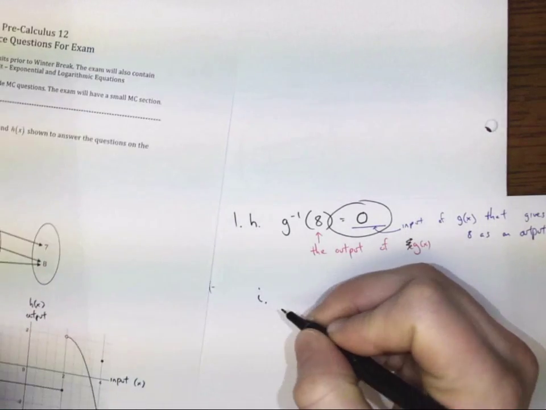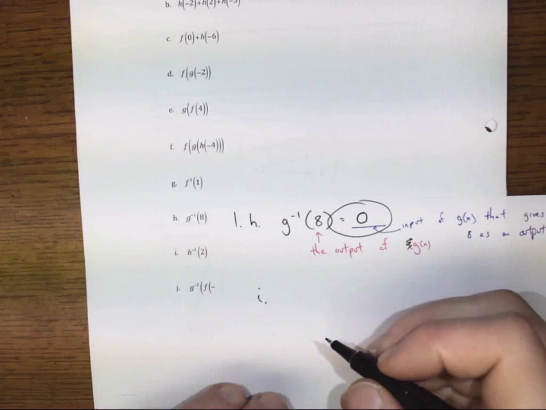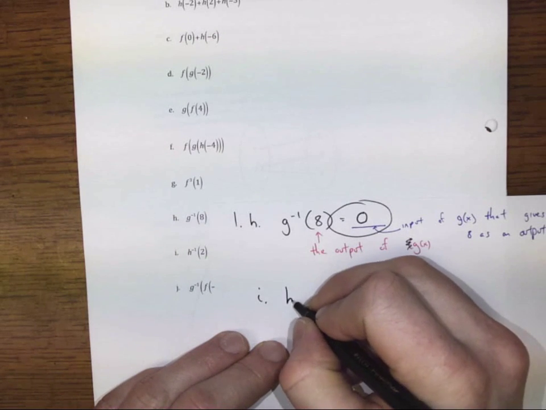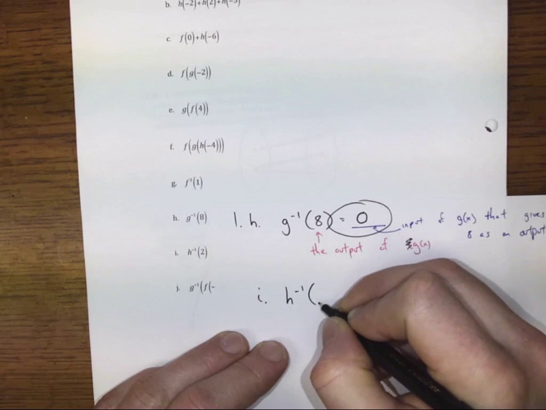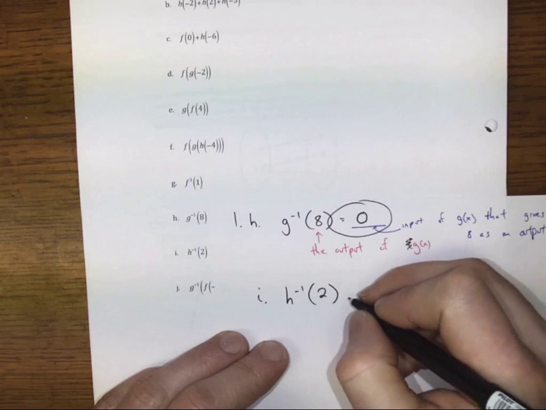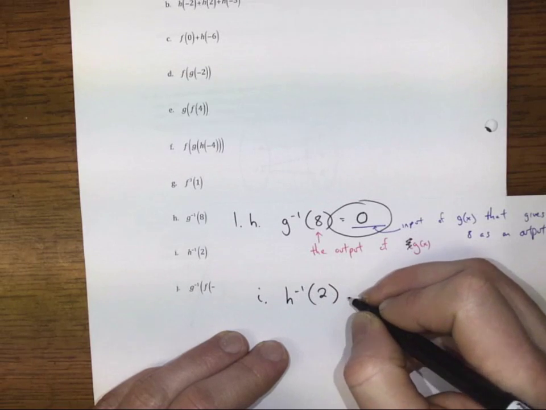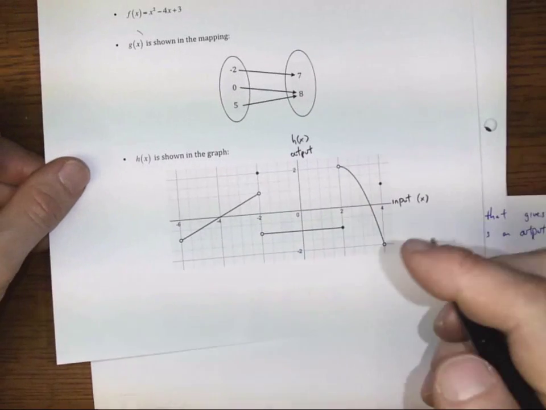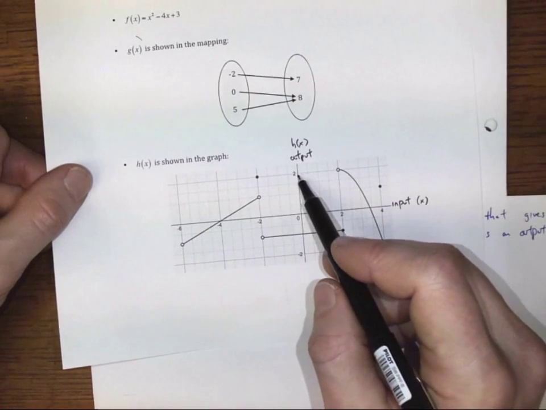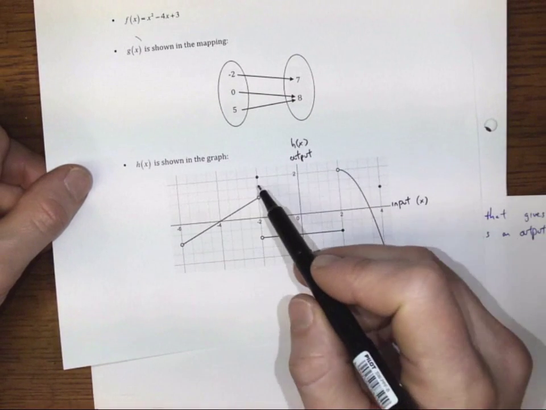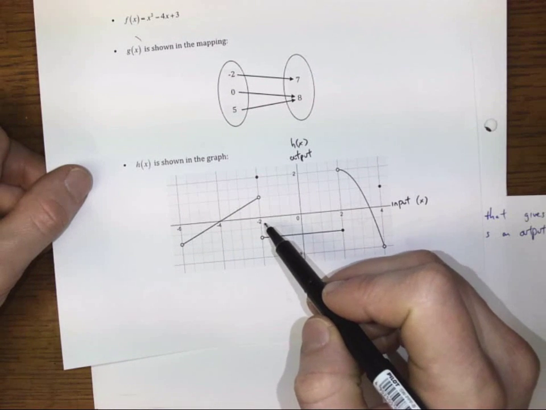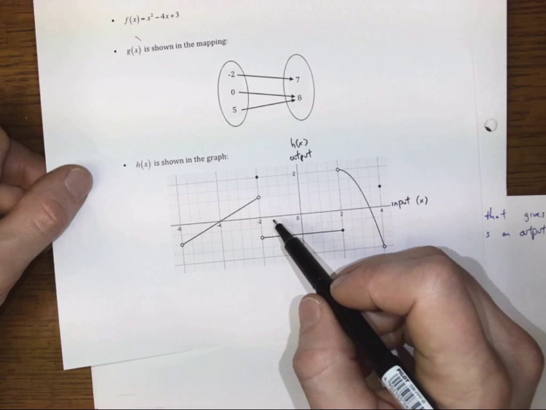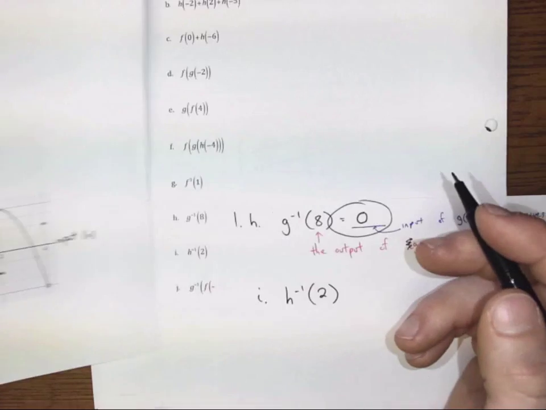Now let's move on to I. I is also an inverse, and so we're going to be given the same situation. We're given an output, and we're going to be looking for all of the possible inputs. So an output of 2, if I look here on this graph, actually it looks like there's only one input, one x value that gives us an output of 2, and it's the value negative 2.